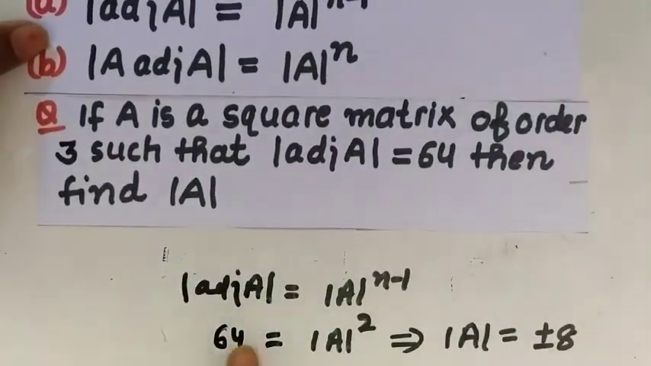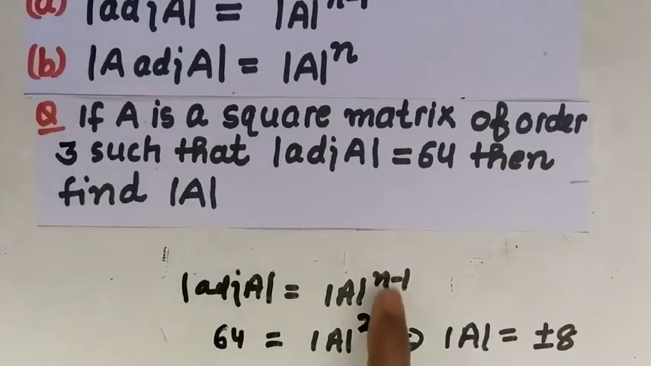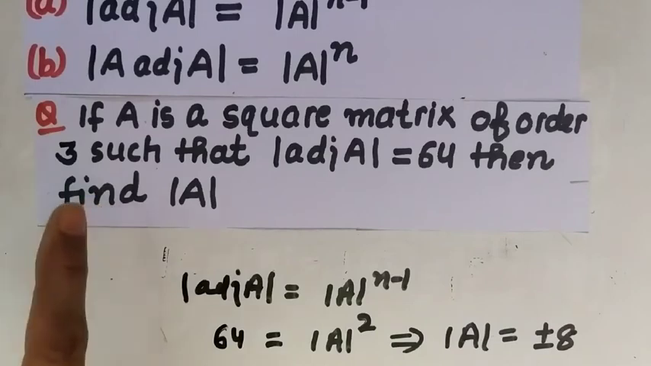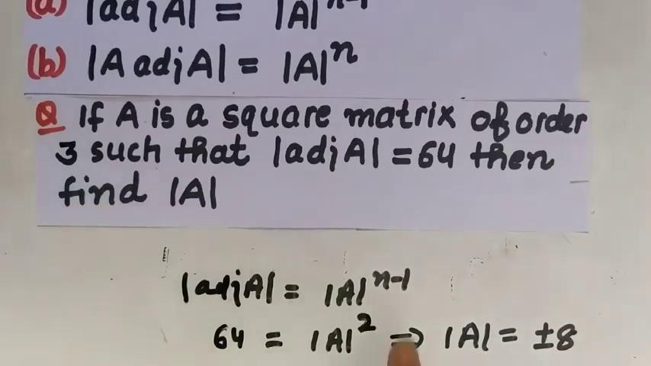By using this result, first of all we will substitute the value of determinant of adjoint of A, that is 64, is equal to determinant of A whole raised to power. At the place of n we will put 3 because it is given A is a square matrix of order 3. Here n is order of square matrix A. So 3 minus 1 is 2. So determinant of A square is equal to 64. That's why determinant of A will be plus minus 8.